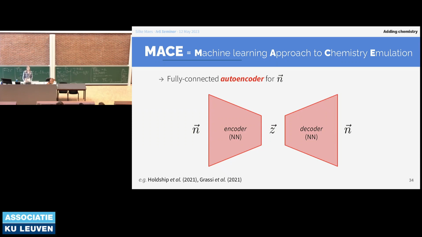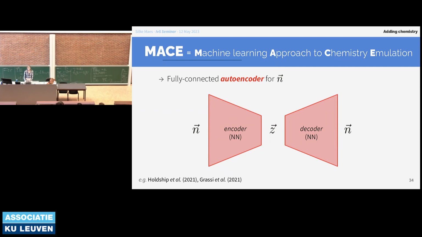Again, this is not a new idea. People have done this before me and have found that this works up until a certain number of elements in the n vector. For example, the paper by Holtship et al. did this for a vector of about 30 elements, so an abundance set of 30 species. As I mentioned, we have 500, so we aim to increase this a lot, but hopefully it works.